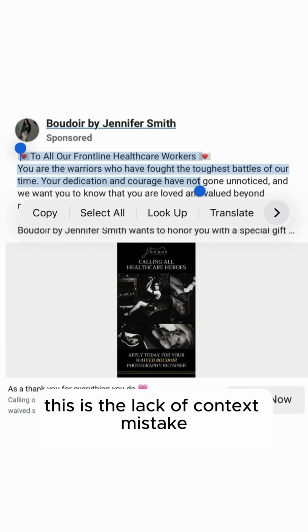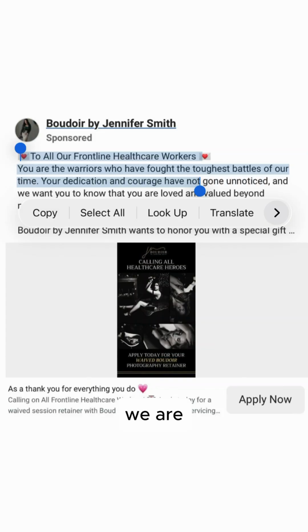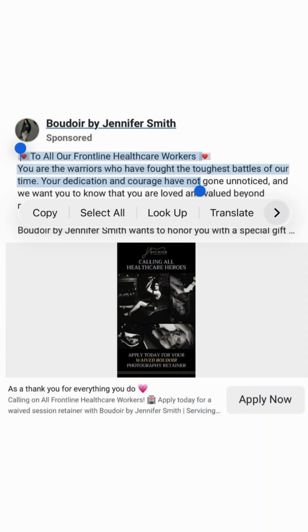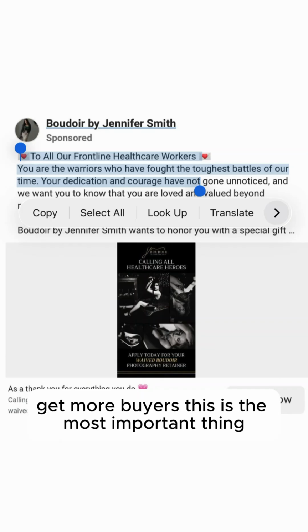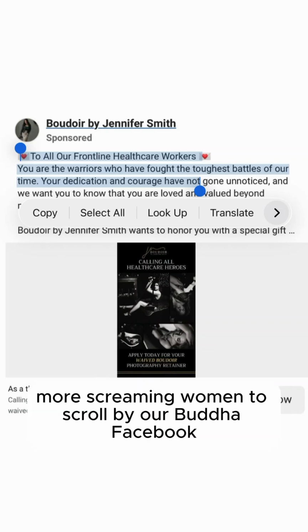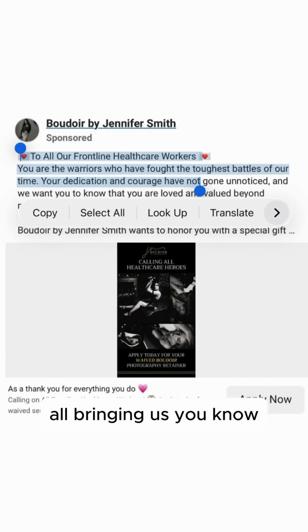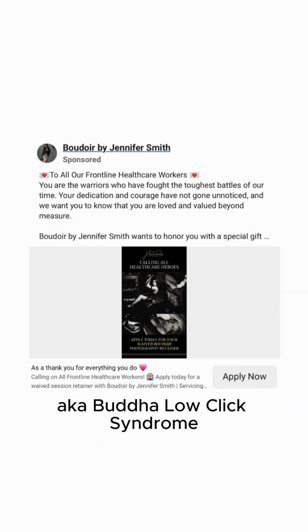So yeah, this is the lack of context mistake, the most common mistake I see, where we are believing that a small amount of context in our headline is the right way to bring more women in, get more buyers. This is the number one most important thing, to bring in more buyers. But what it actually causes is way more women to scroll by our Boudoir Facebook ad than necessary, lowering our unique CTR, bringing us under 6% and contributing to BLCS, aka Boudoir low click syndrome.